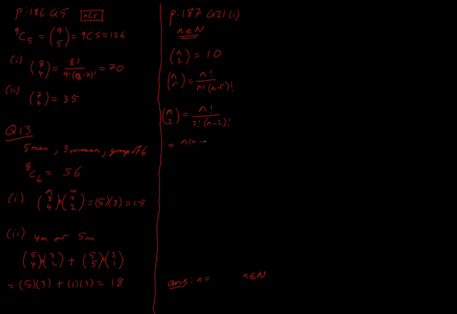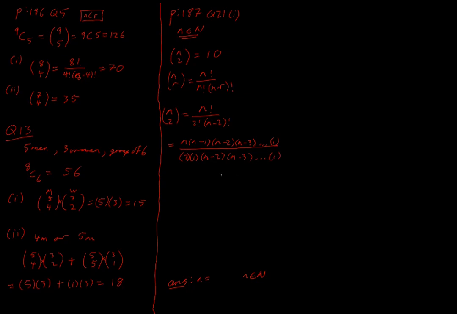n times n minus 1. We know what our factorial means, on down to n minus 2, n minus 3, on down to 1. That's what n factorial means. We've already worked through that. Here we have 2 factorial, which is 2 by 1, and n minus 2, n minus 3, all the way down to 1.